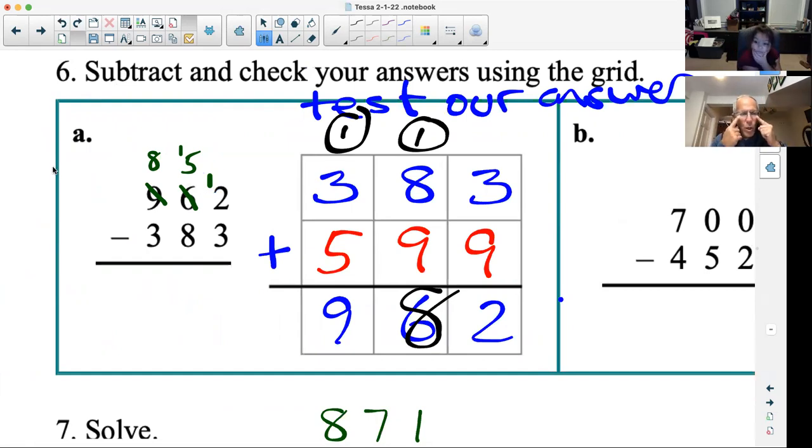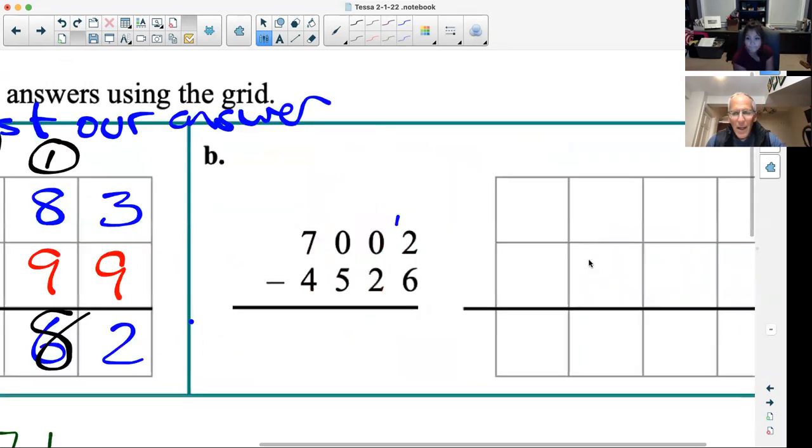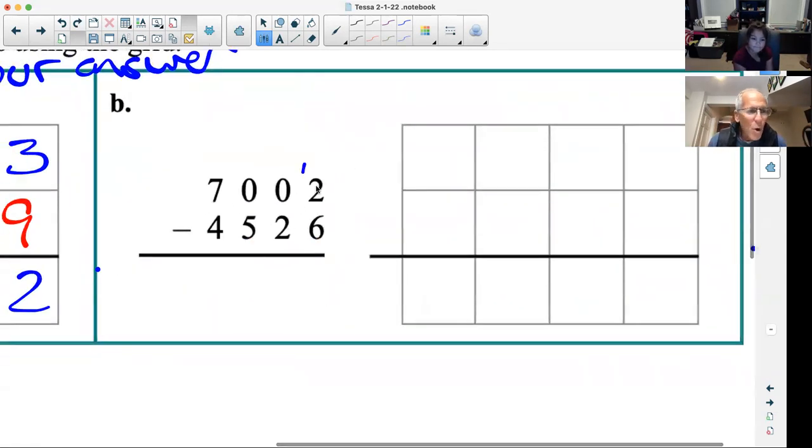So look at me, Tessa, in the eyeballs right now. You ready? Say, Mr. Kramer, when I borrow, I have to go to the next place value. And I have to take one away. But you have to do it immediately. So Tessa, 2 was too small for 6. You made it a 12. You borrowed from the 0 to make it a 9.